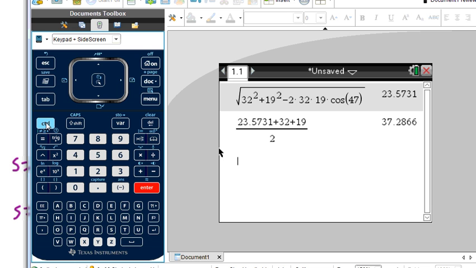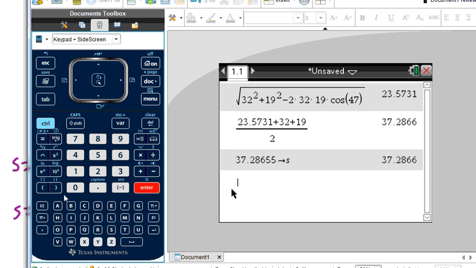And what I want to do is store this in our calculator to the character S. So I'm going to put control vars, which is STO, storage, and we're going to go to S. So right now the calculator has stored in it the semi-perimeter value. That is going to really make our next calculations easier.